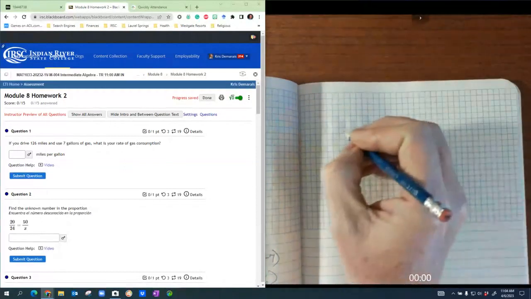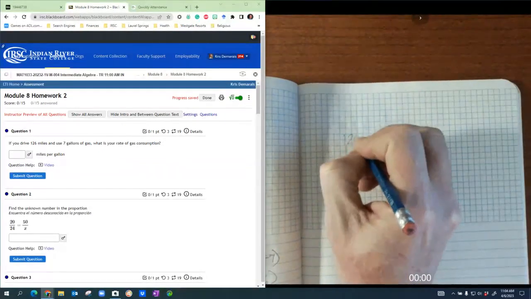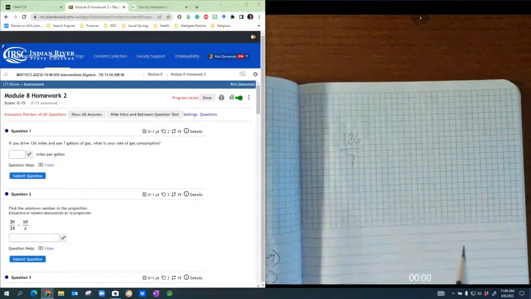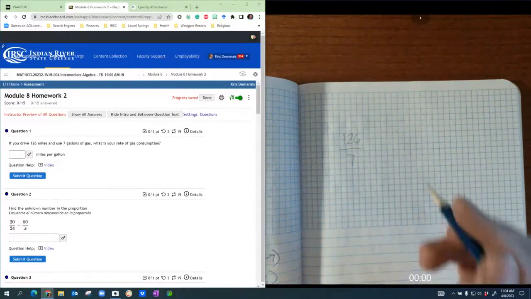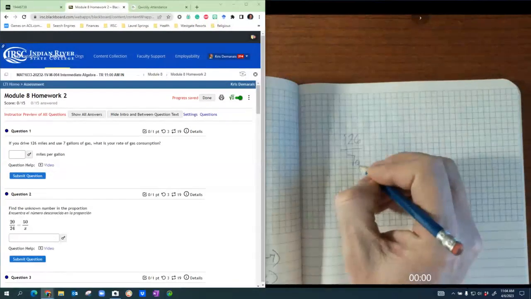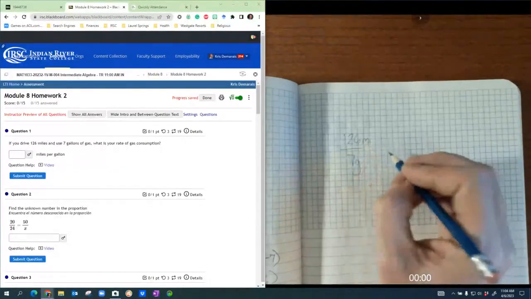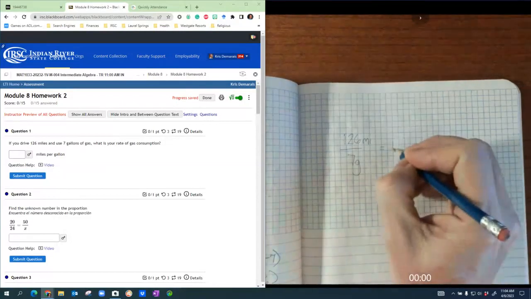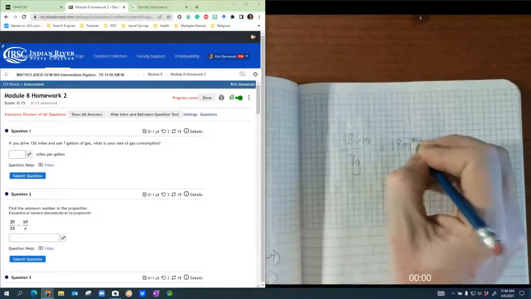This is kind of the same thing, where we have 126 miles that we can drive on 7 gallons. They're saying if we drive 126 miles using 7 gallons of gas, what is the rate of gas consumption? So we're looking at how much it is per gallon, so miles per gallon. All you have to do is divide the top number by the bottom number. You can just use a calculator to do that. You don't have to worry about it too much. So it's 126 divided by 7, and we get 18. All right, so it's 18 miles per gallon.